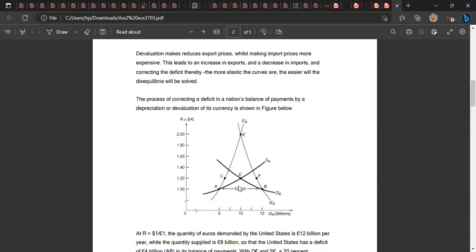So these are the circumstances when you have a strong currency. Because you have a strong currency, you are induced to import more as a result of this strong currency. So at this point here, there is a deficit, all right?